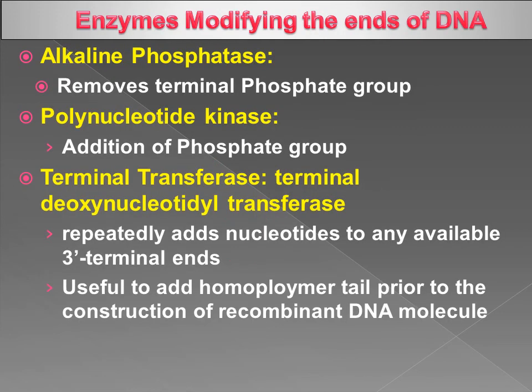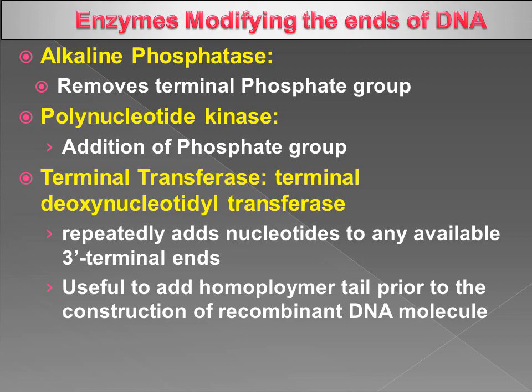The next is enzymes modifying the ends of DNA. There are certain enzymes that act on the terminal ends of DNA and modify the molecule. The important one is alkaline phosphatase that removes the terminal phosphate group. The second is polynucleotide kinase involved in addition of phosphate group. Then the third one is terminal transferase. It is also called terminal deoxynucleotidyl transferase.